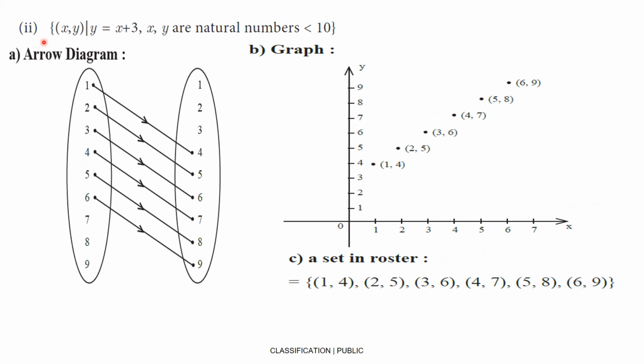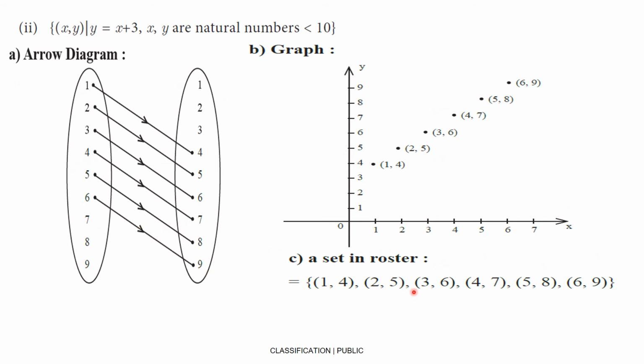Next is the second subdivision. x comma y such that y equal to x plus 3, and x comma y are natural numbers less than 10. So here x equal to 1 to 9, and y also 1 to 9. So the condition is x plus 3. 1 plus 3 equal to 4, so 1, 4. 2 plus 3, 5. 3 plus 3, 6. 4 plus 3, 7. 5 plus 3, 8. 6 plus 3, 9. So you relate 1, 4; 2, 5; 3, 6; 4, 7; 5, 8 and 6, 9. That is the roster.